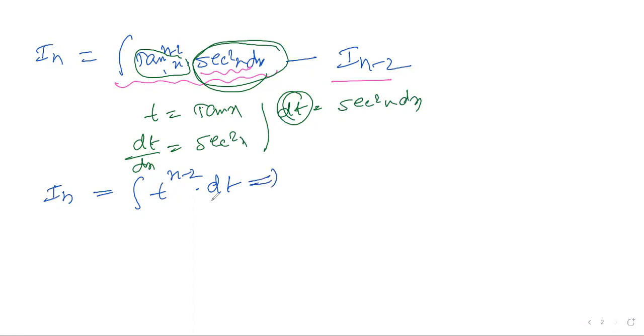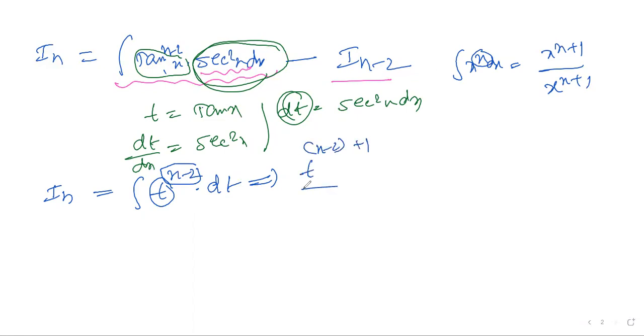Now, continuing, this looks like an x power n model. I think you know the formula for the integration of x power n dx: x power n plus 1 by n plus 1. Here, instead of n, we have n minus 2, so the formula is t power n minus 1 by n minus 1 plus c.